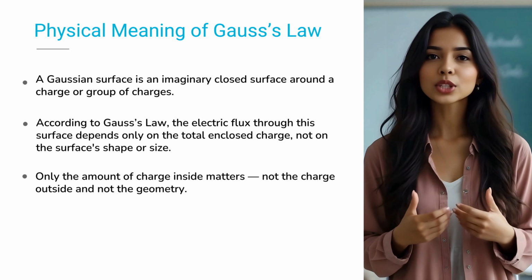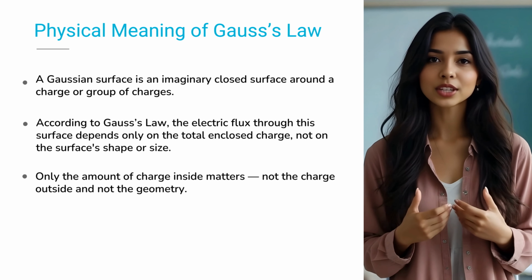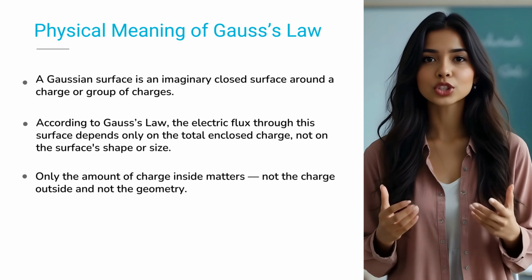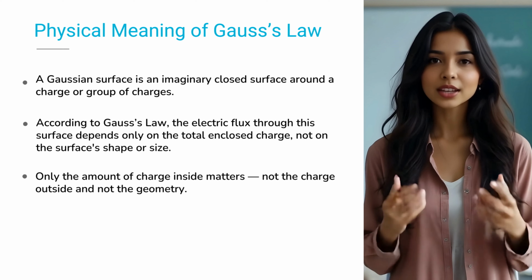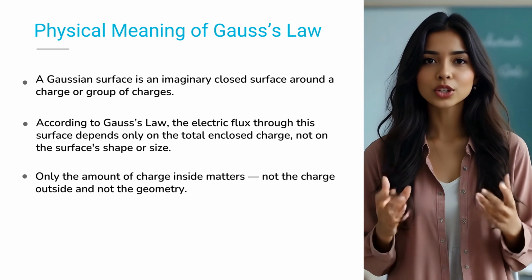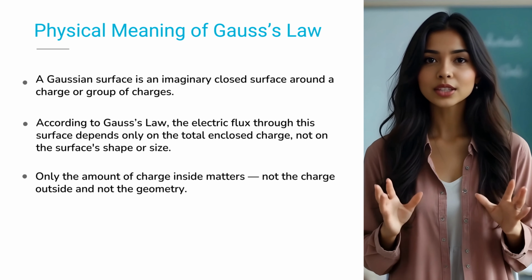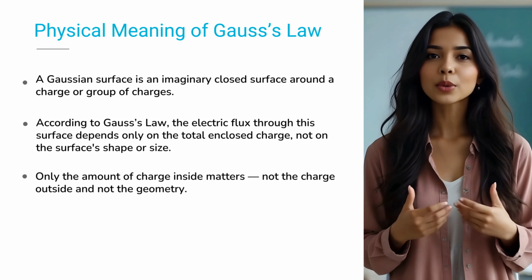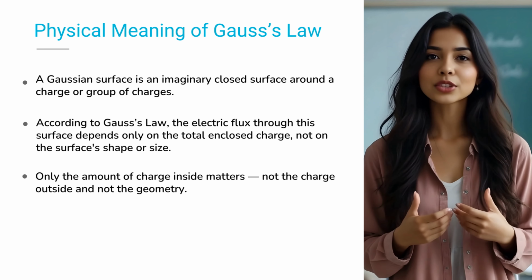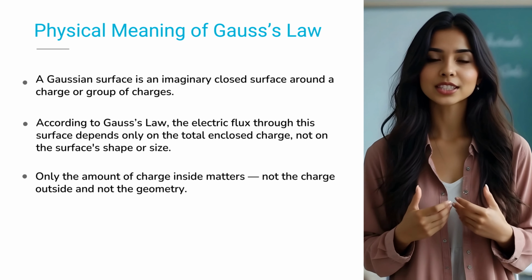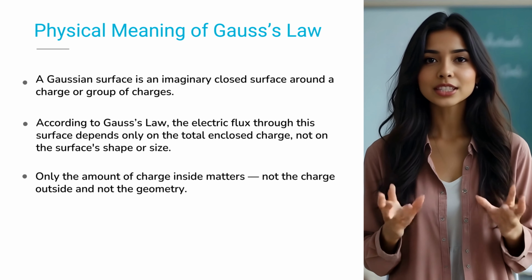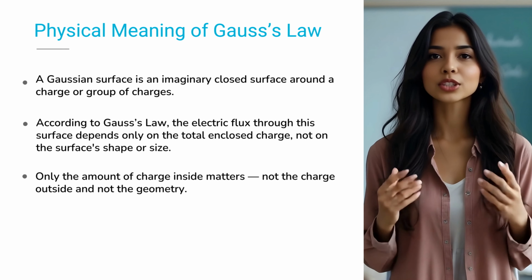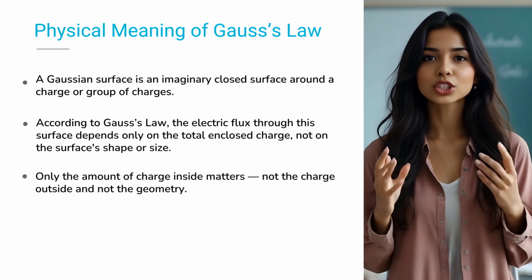So what does this really mean? Imagine wrapping an invisible bubble around any charge or group of charges. This is your Gaussian surface. Gauss's law tells us this: the number of electric field lines leaving the bubble depends only on the total charge enclosed inside, not on the size or shape of the bubble. If you double the size of the surface, the flux remains the same. If you make it into a cube instead of a sphere, still the same. Only the amount of charge inside matters, not the charge outside and not the geometry.